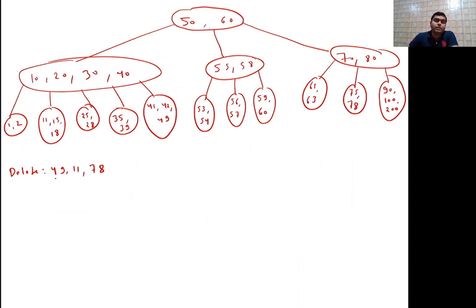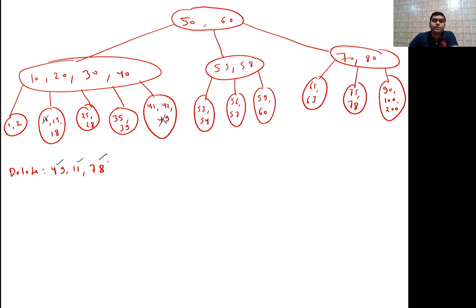Now observe carefully. Firstly 49 is deleted. Where will we find 49? We search from the root, go to the left side, then to the right of 40, and there is 49. This gets deleted, and there is no problem, because the minimum condition is that any node has at least 2 keys. Next is 11. We search between 10 and 20, and 11 is there. We delete it, and again there is no problem because 2 elements remain. Minimum 2 keys must be there.